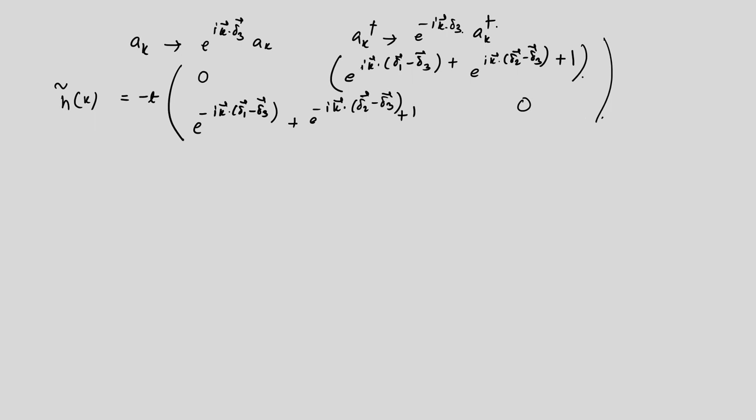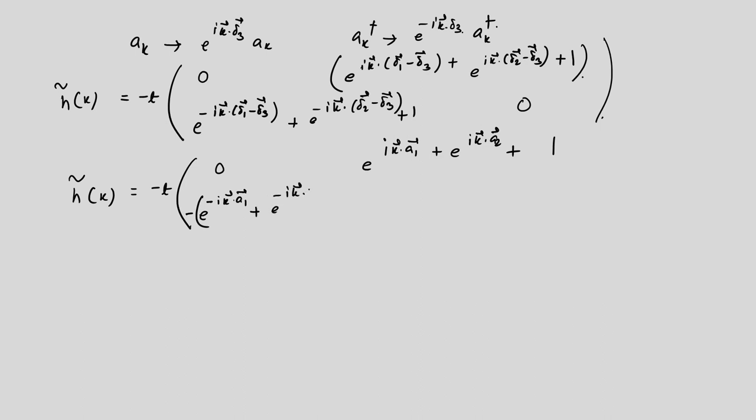If we use the definitions of delta 1 and delta 2, you see now that one term has become equal to 1. Just for simplicity, we put in delta 1, delta 2 and delta 3, and then one gets H tilde of k to be minus t times a matrix with 0 on the diagonal, and the off-diagonal term exponential i k dot a1 plus exponential i k dot a2 plus 1, and below it exponential minus i k dot a1 plus exponential minus i k dot a2 plus 1.